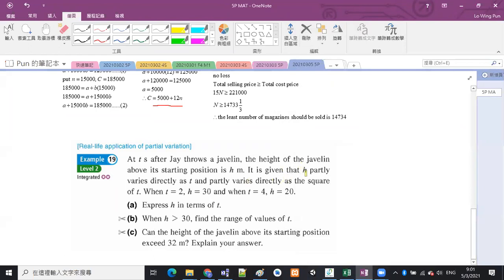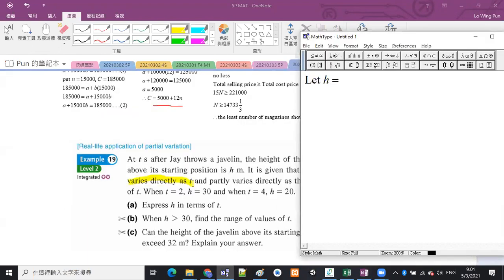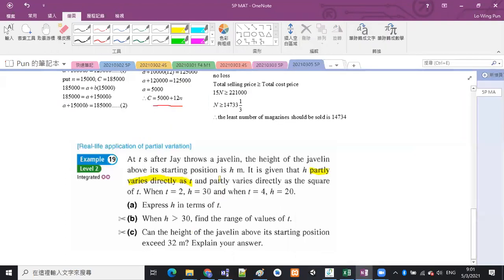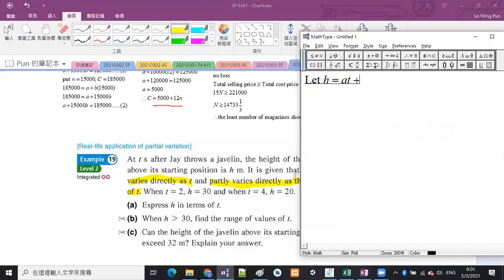Okay, the first part partly varies directly as t should be a times t because it is direct variation, so we do not need fraction. And then plus the second part partly varies directly as the square of t. Okay, careful about this word, the square of t. And it is direct variation. But this time we have to use another b times t squared. Okay, and then where a and b are not equal to 0.